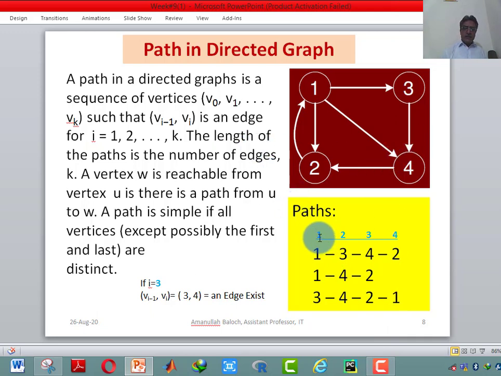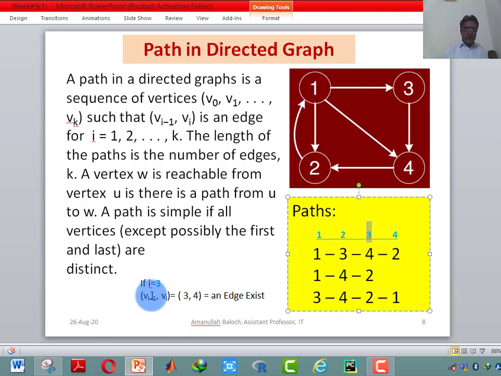So these are the indices or values of i of the nodes. A path in a directed graph is a sequence of vertices V0, V1, up to Vk, such that (Vi minus 1, Vi) is an edge. Now look at this. If i is equal to 3, then we satisfy this condition (Vi minus 1, Vi).